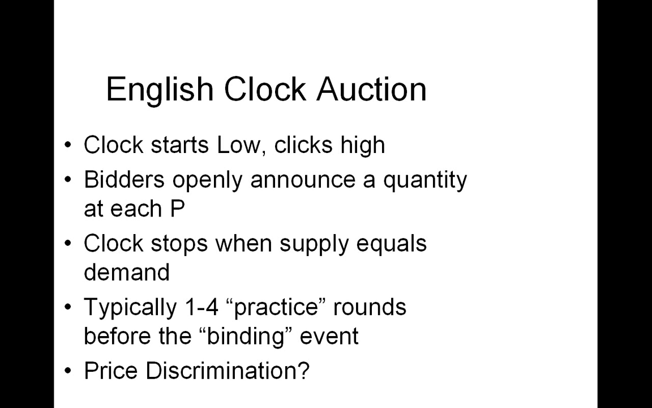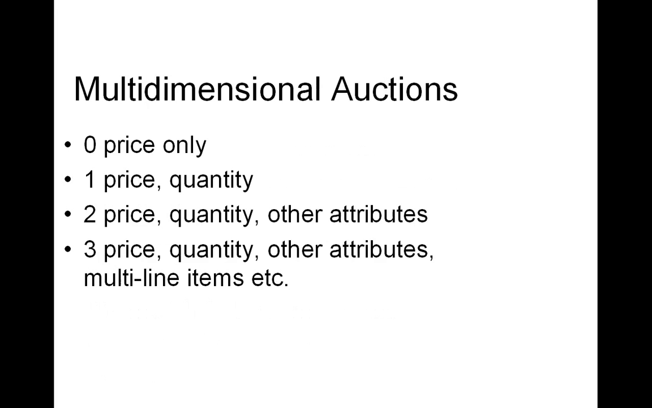A new type of auction is the multiple dimension auction. 0 dimensions is price only. 1-dimensional auction, price and quantity. 2-dimensional auction, price, quantity, and other attributes, where other attributes could be warranty, delivery, payment terms, many other types of attributes or issues. And the 3-dimensional auction, price, quantity, other attributes, and multi-line items, multiple items. There are different approaches for multi-issue auctions, as you can see, that's discussed in the literature.